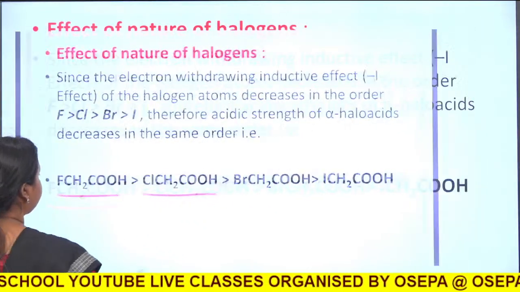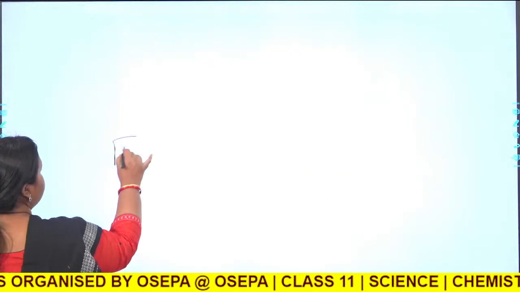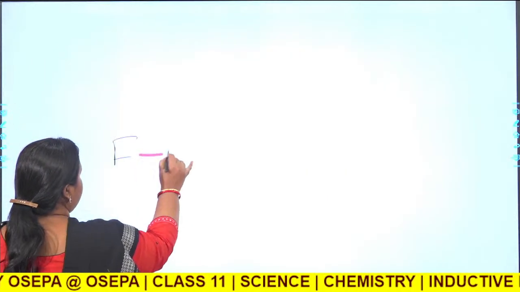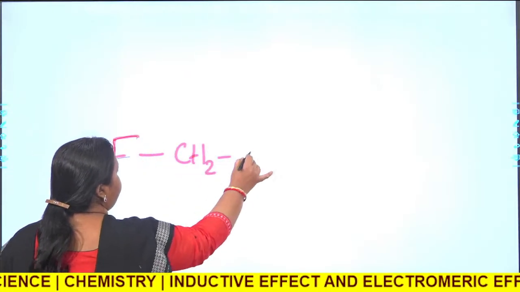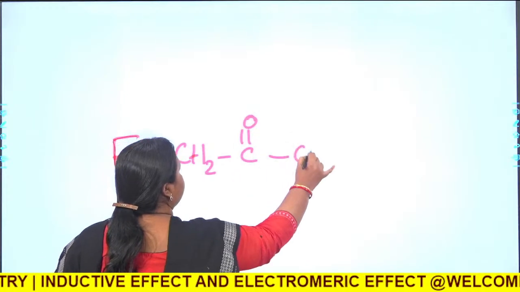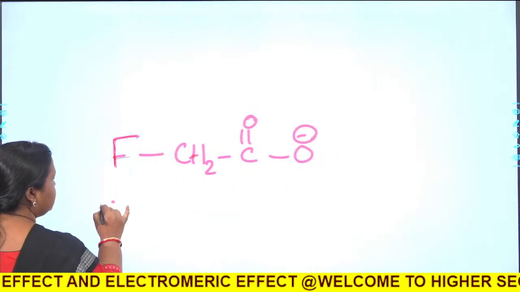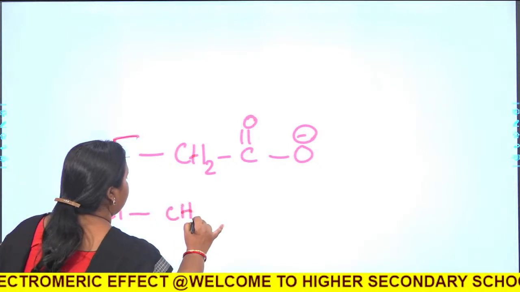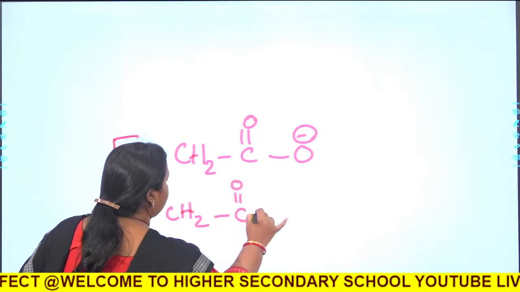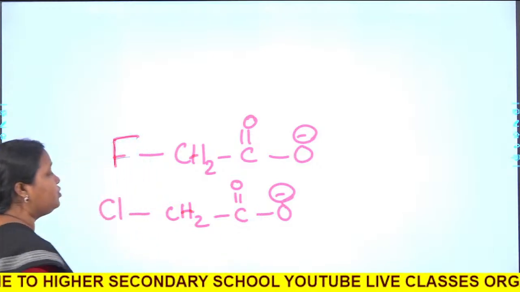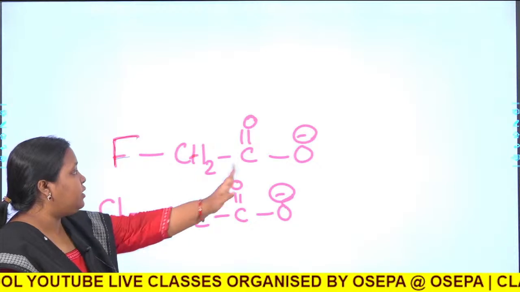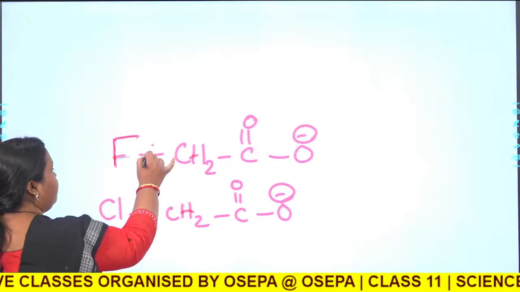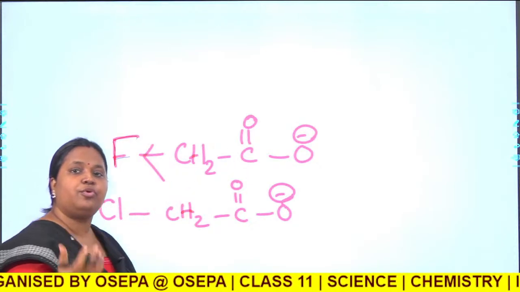Then, look, suppose there is fluorine, then there is chlorine. So out of fluorine and chlorine, which can more effectively disperse the negative charge? Fluorine, because fluorine is more electronegative.